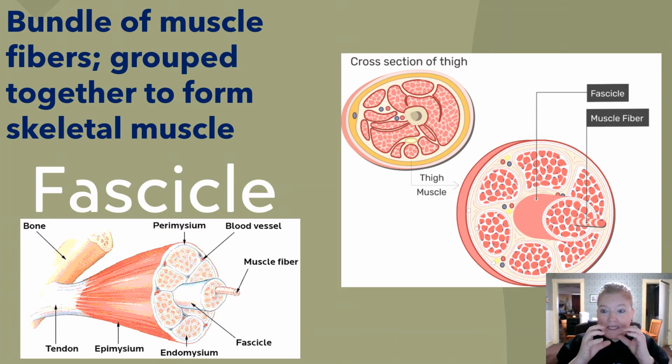Okay, now within the skeletal muscle, we have bundles, and they are bundles of muscle fibers grouped together. And that bundle is called a fascicle. So you can see we have fascicle, fascicle, fascicle, fascicle building together to make the skeletal muscle. So a fascicle is a bundle of muscle fibers, and then we bundle the fascicles to make the skeletal muscle.